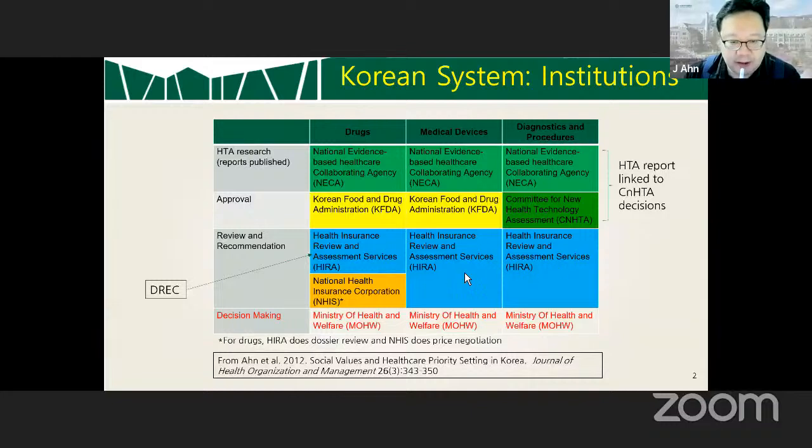And there is a reimbursement agency, the Health Insurance Review and Assessment Service, HIRA. They have their own committee to decide whether a technology can be introduced into our health insurance. Our payer, the National Health Insurance Corporation, does price negotiation for the drugs. For the other tracks, HIRA sets the fee schedule. And every decision is finalized at the Ministry Supreme Committee. So we have a lot of committees, and that is the whole system.